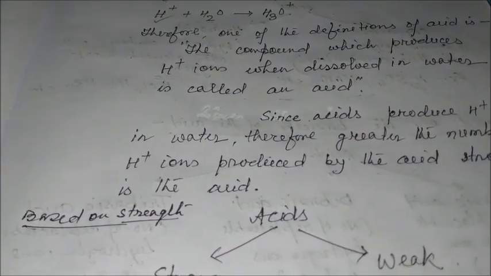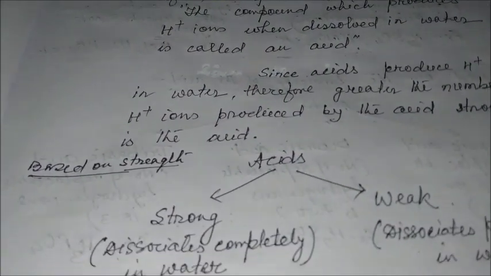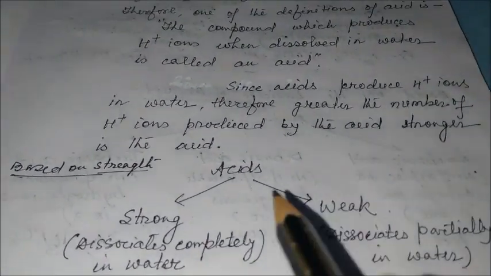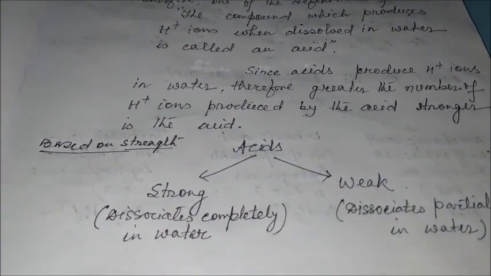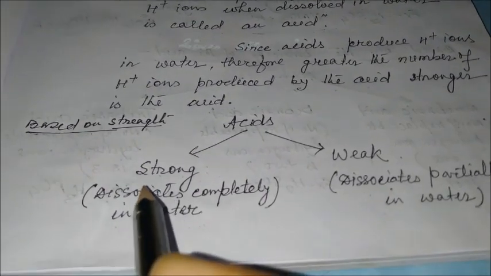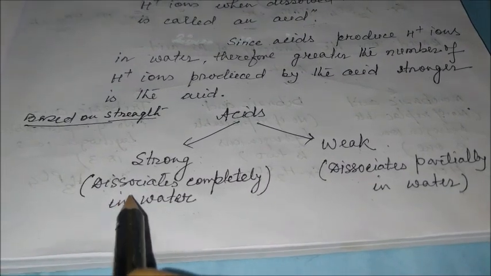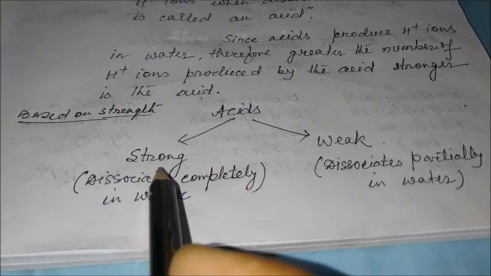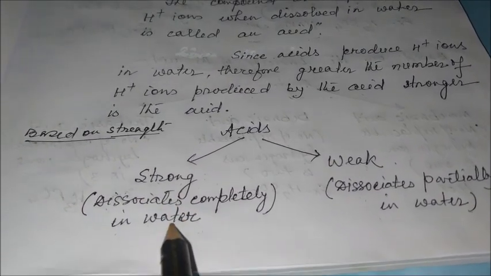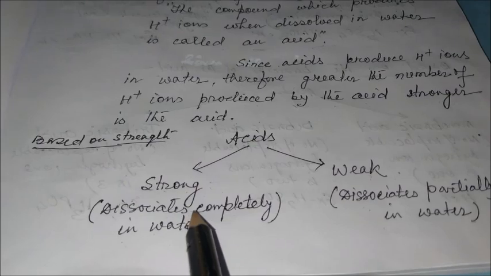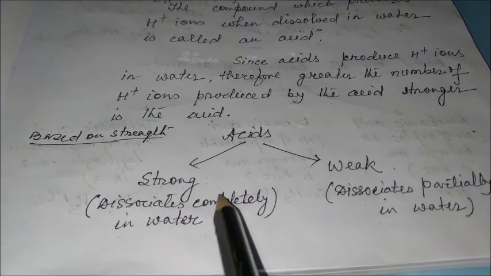And therefore, on the basis of this, that is based on strength, that is the number of H positive ions produced by the acid, acids are classified into two categories. One is the strong acid, another is the weak acid. In case of strong acid, the acid dissociates completely or almost completely in water so that maximum number of H positive ions will be produced and the acid is strong.